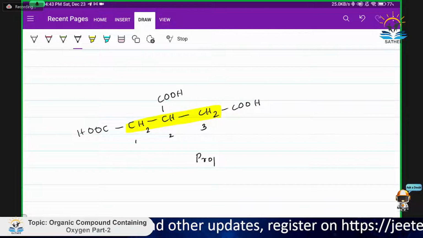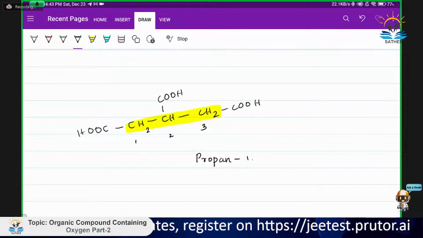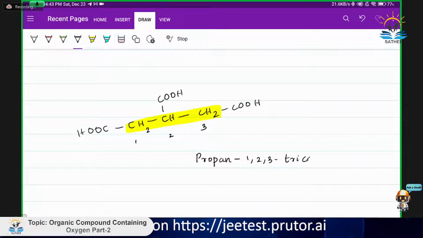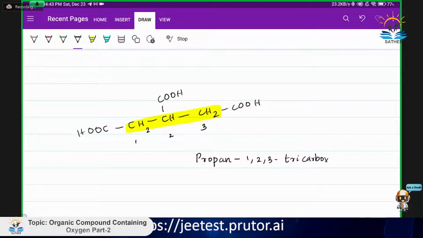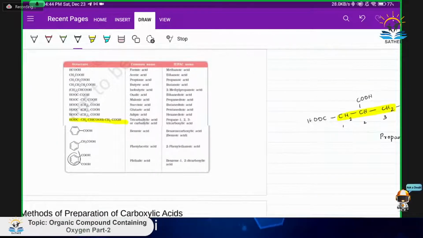Pro... and... 1, 2, 3... carboxylic acid. That's how we name the compound if there is more than one COOH present.